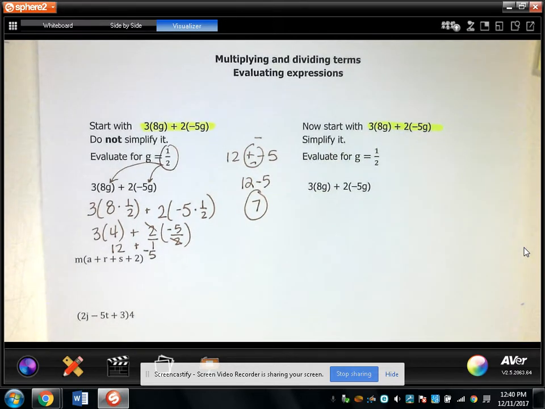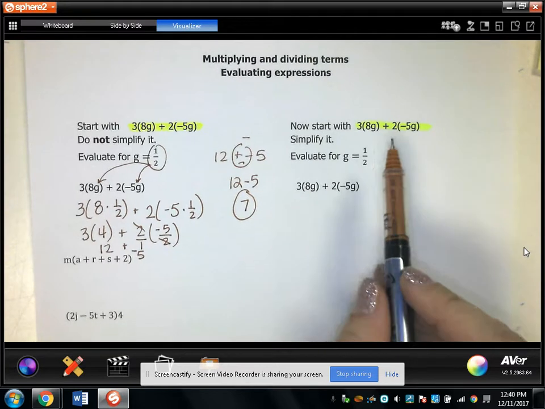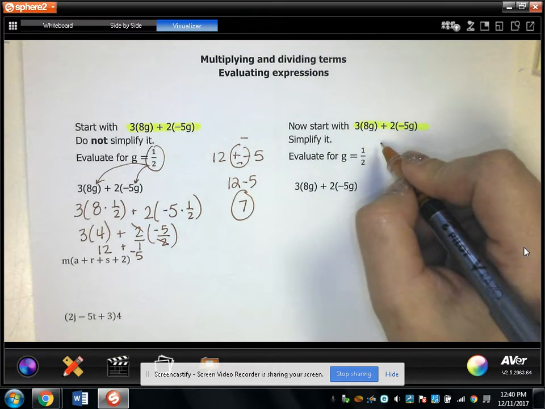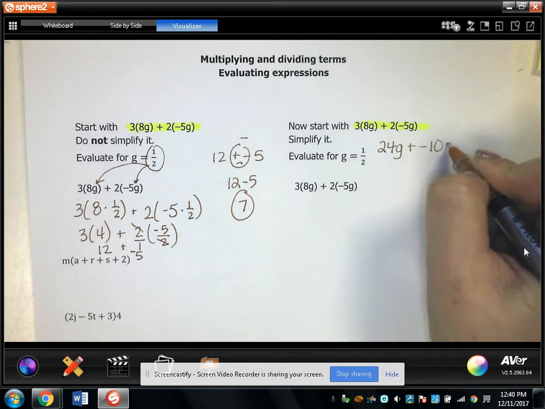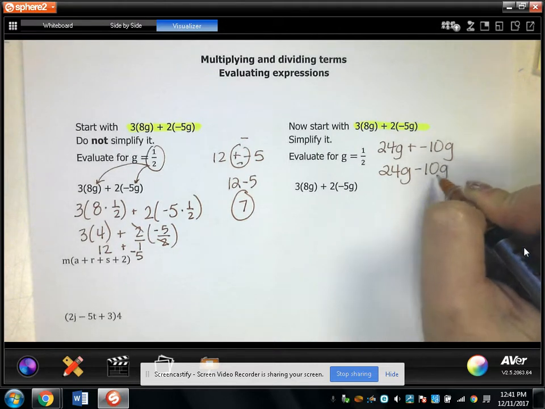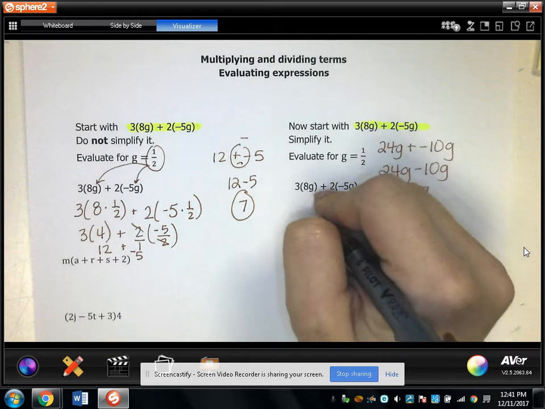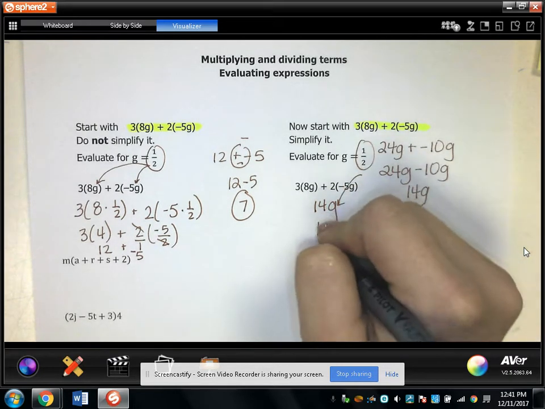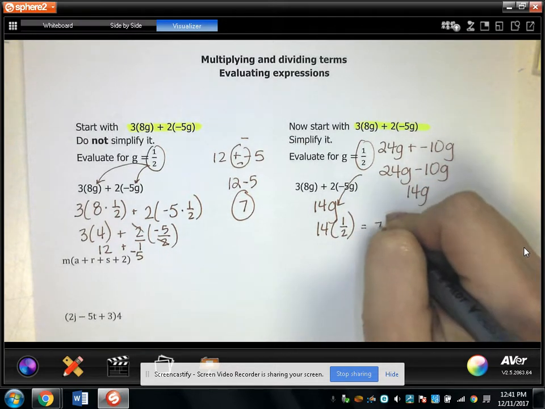All right. Now I'm going to do the same thing. I'm going to evaluate when g is 1/2, but I'm going to simplify this first. So if I simplify this first, I get 24g plus negative 10g, which is 24g minus 10g, which is 14g. Okay, so if I simplify it first, I just have 14g, and I'm going to evaluate it now. And I'm going to plug in 1/2, and 1/2 of 14 is 7.